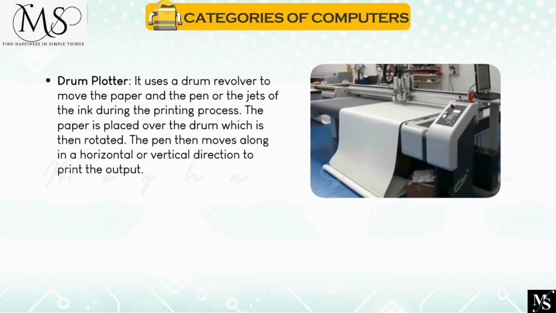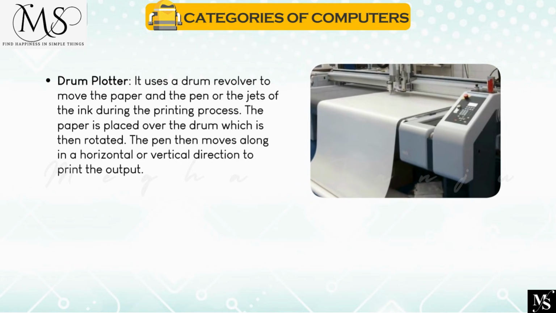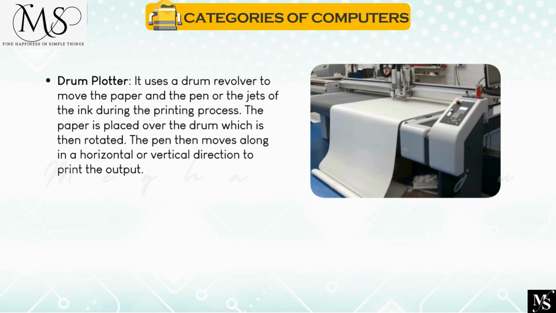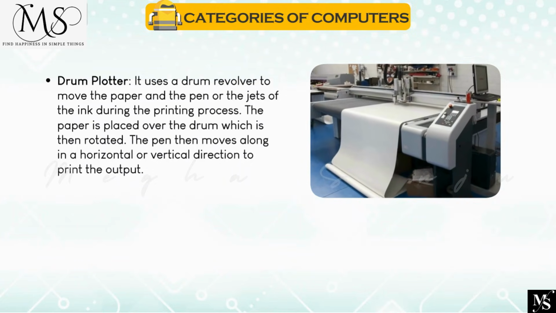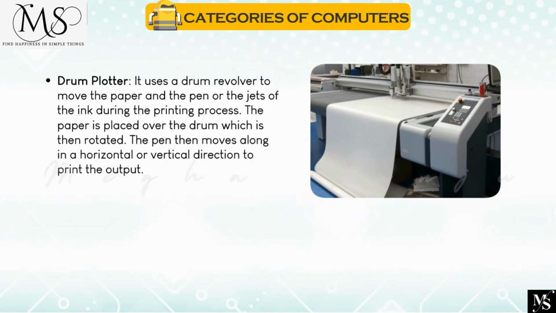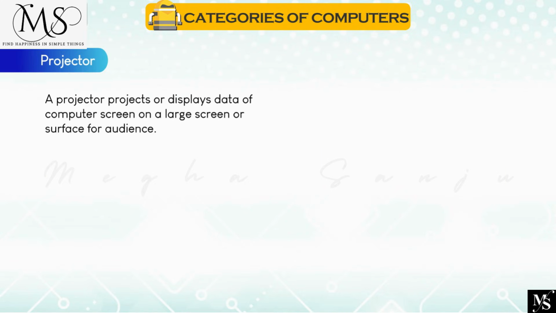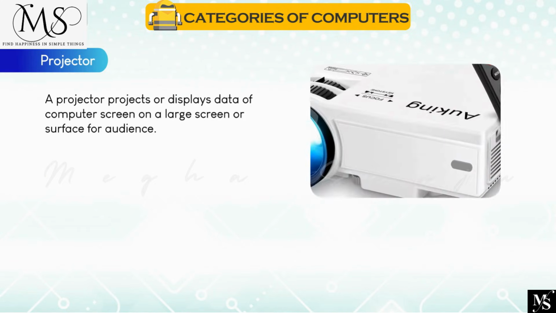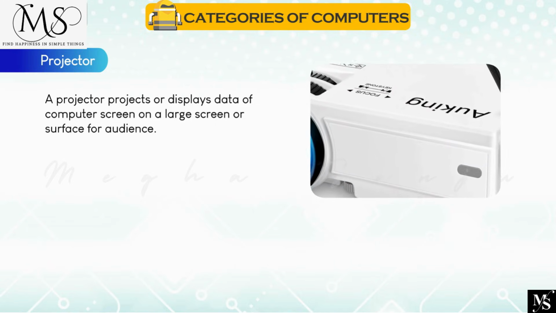Drum plotter. It uses a drum revolver to move the paper and the pen or the jets of the ink during the printing process. The paper is placed over the drum, which is then rotated. The pen then moves along in horizontal or vertical direction to print the output. Projector. A projector projects or displays data from a computer screen onto a large screen or surface for the audience.